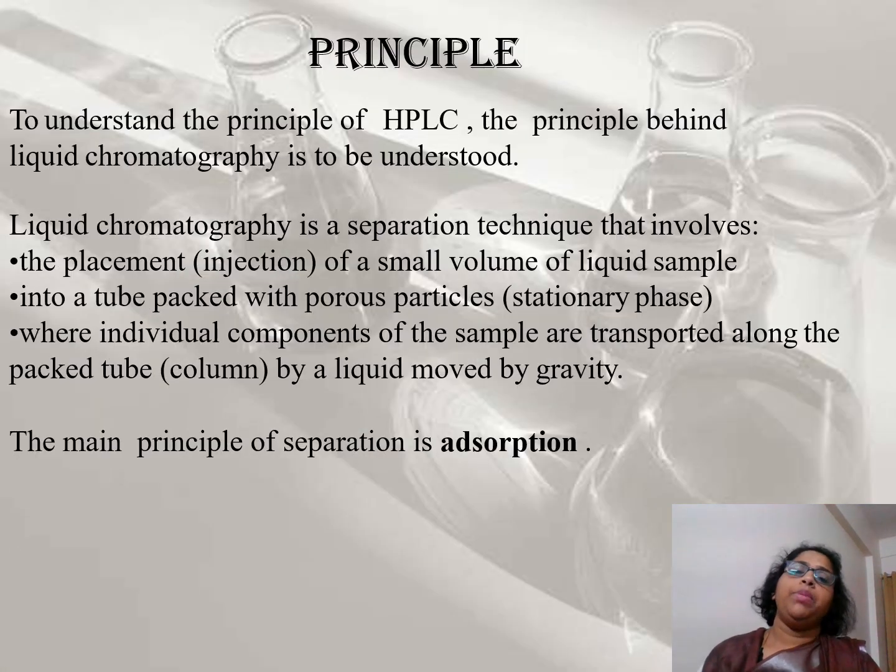So what is the principle behind HPLC? The principle behind HPLC is very simple. It involves the placement or injection of a small volume of liquid sample into a column. The column is packed with porous particles, which is the stationary phase, and then the samples are separated and transported by a liquid mobile phase, applying high pressure. So the main principle of separation here is adsorption.